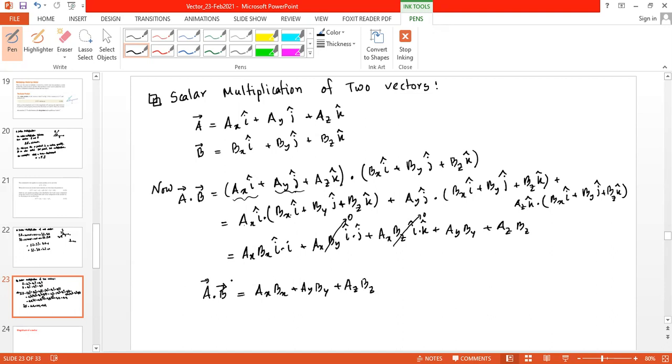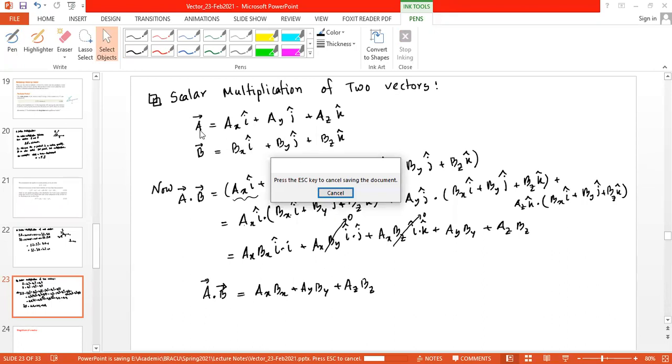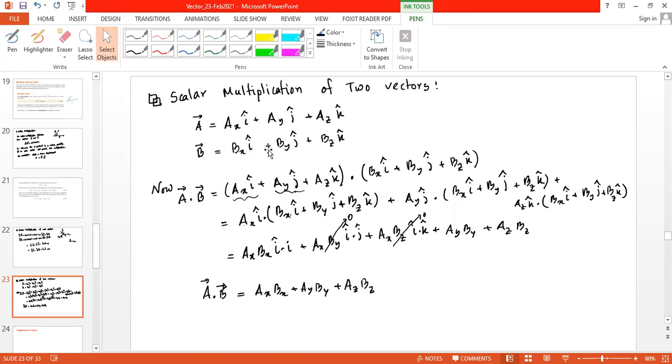So this is the value of A dot B. If I have a vector A equal to Ax i plus Ay j plus Az k, and vector B equal to Bx i plus By j plus Bz k, then the dot product between them, A dot B, is: I have to multiply just the x components of the two vectors, Ax Bx, plus the multiplication of the y components, Ay By, plus the multiplication of the z components of the two vectors, that is Az Bz. So this will give me the dot product of two vectors.